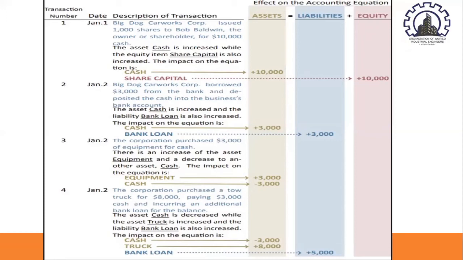And the fourth transaction, still on the same date, the corporation purchased a tow truck for $8,000, paying $3,000 cash and incurring an additional bank loan for the balance. Okay, so let's just do it one by one. The first one says the corporation purchased a tow truck for 8,000, meaning there is an outflow of cash. So you let $8,000 out from your company's pocket, right?